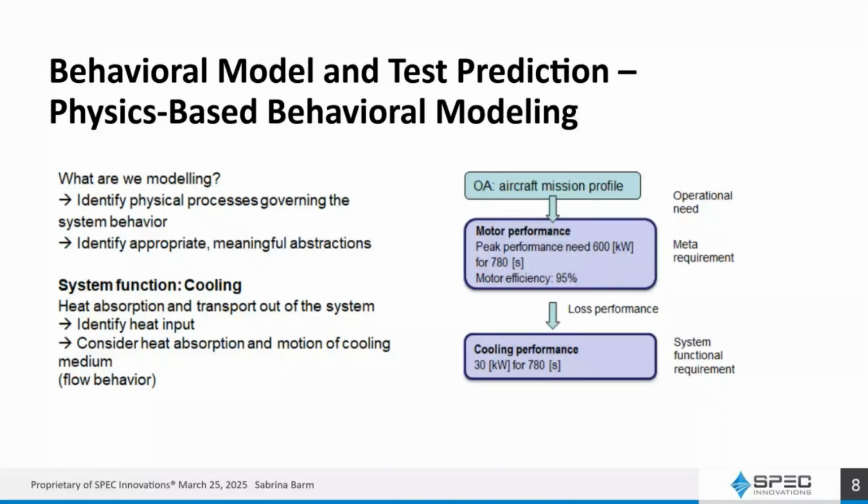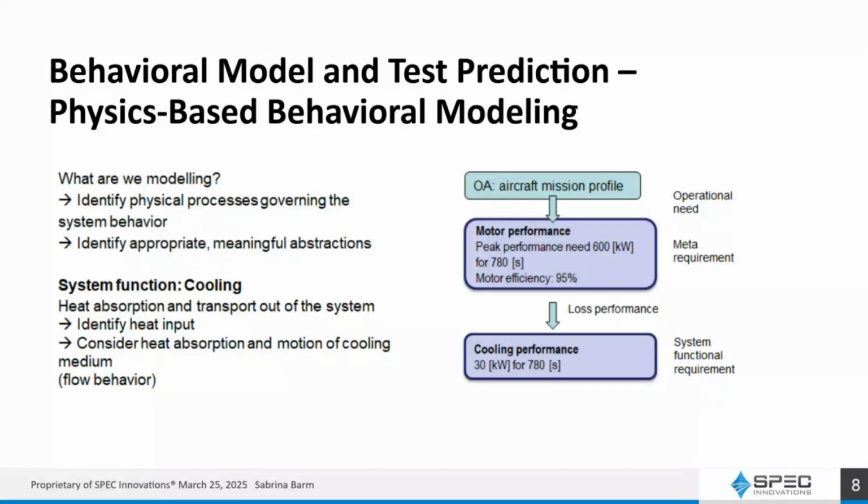And knowing that performance need and the motor efficiency, we can derive the loss performance. How much heat that is generated needs to be transported out of our system, and that delivers our system functional requirement. And now we need to identify what that requirement needs, which physical processes govern and describe our system behavior. And to describe them, to represent them in our model, we need to identify appropriate and meaningful abstractions.